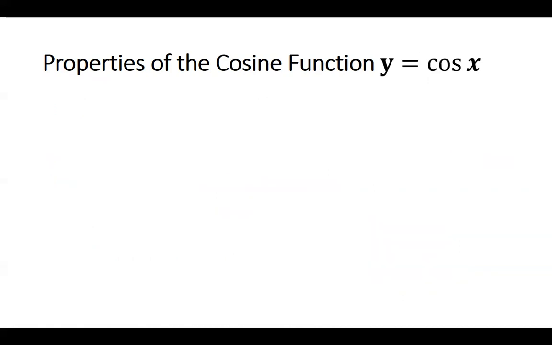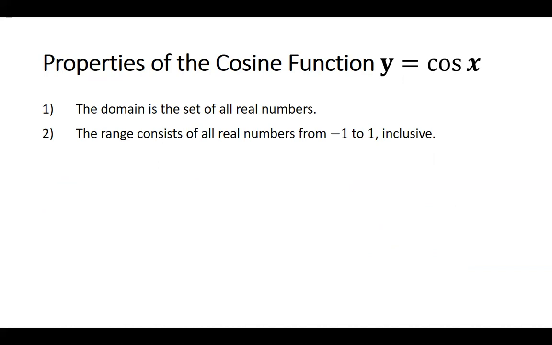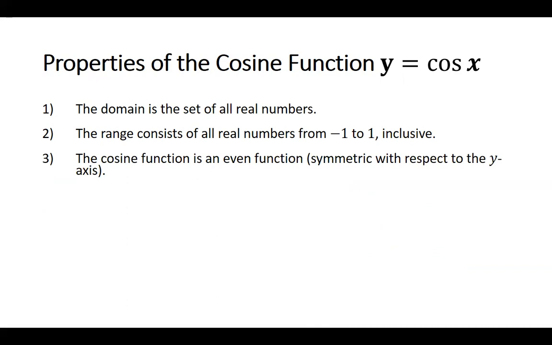Cosine function, very similar, y equal cosine x. The domain is the set of all real numbers. The range consists of all real numbers from -1 to 1 inclusive. The cosine function is an even function. It's symmetric with respect to the y-axis. The cosine function is periodic with a period of 2 pi. So most of this is sounding the same. The only thing that's really changed as of this point is that the sine function was symmetric with respect to the origin. The cosine function is symmetric with respect to the y-axis.